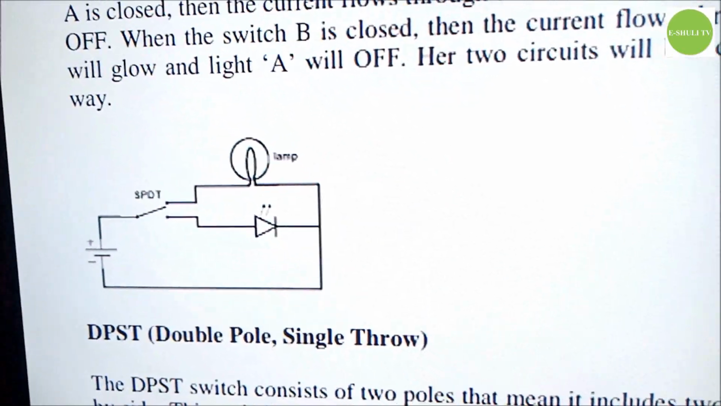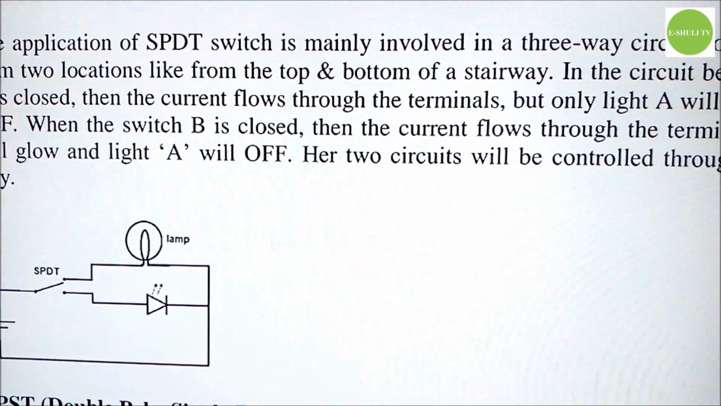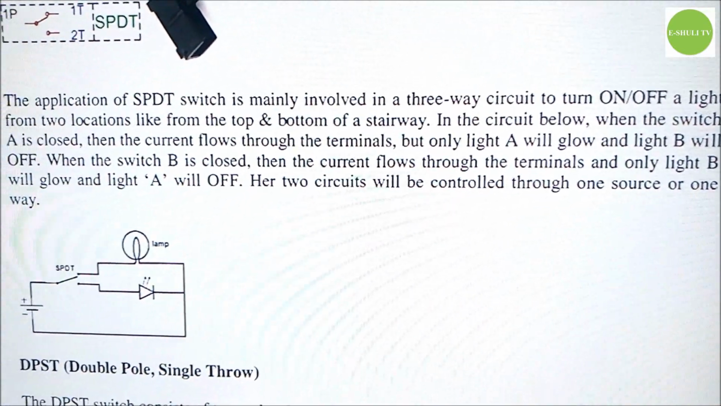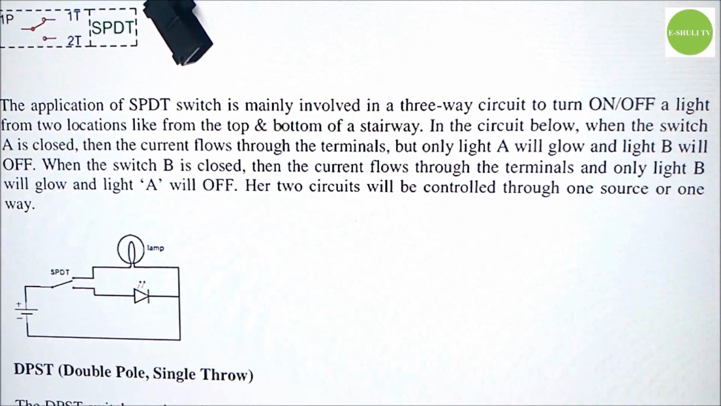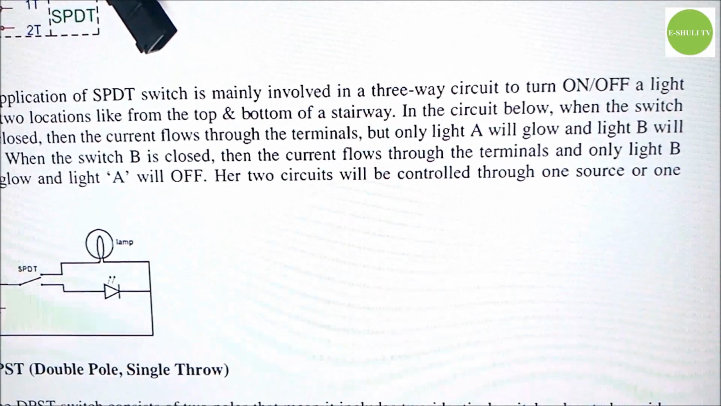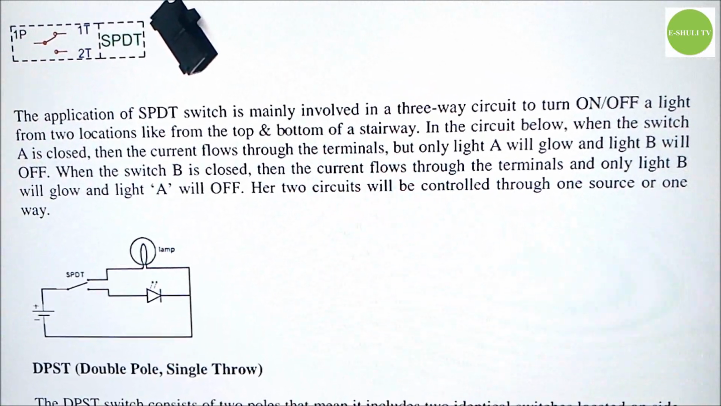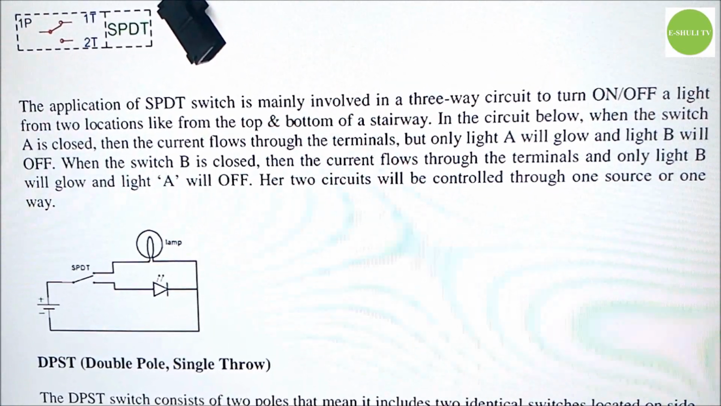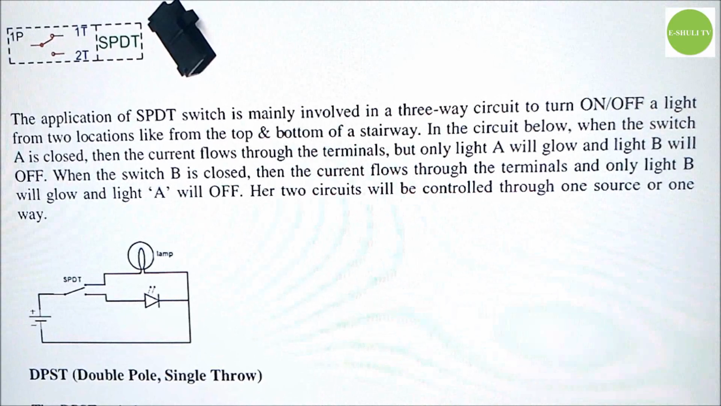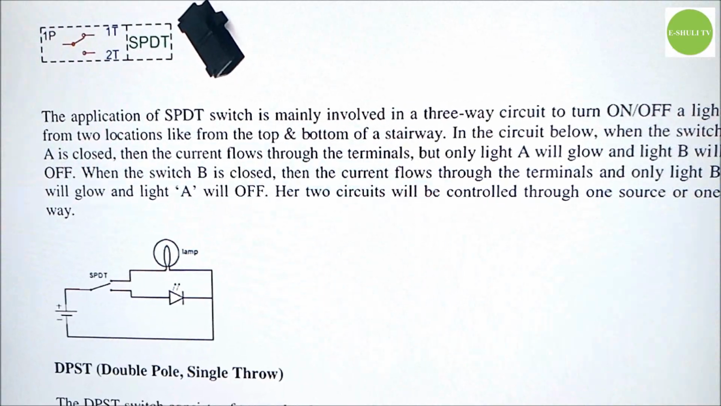You see, the application of single pole double through switch is mainly involved in 3 ways: circuit to on off, a light from 2 locations like from the top and bottom of stairway. The circuit below, when the switch A is closed, when the current flows through the terminals, only light A will glow and the light B will be off when the switch B is closed.